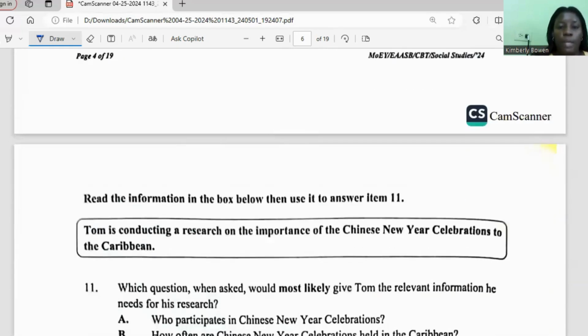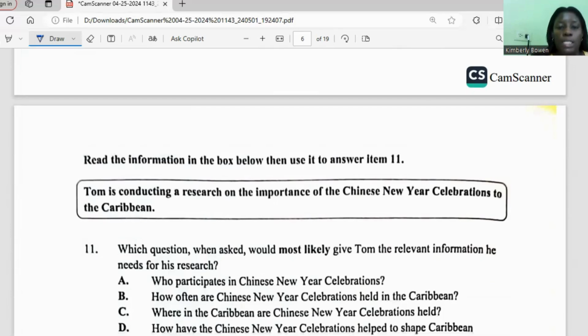Read the following information in the box below, then use it to answer item 11. Tom is conducting a research on the importance of the Chinese New Year celebration to the Caribbean. Which question, when asked, would most likely give Tom the relevant information he needs for his research?